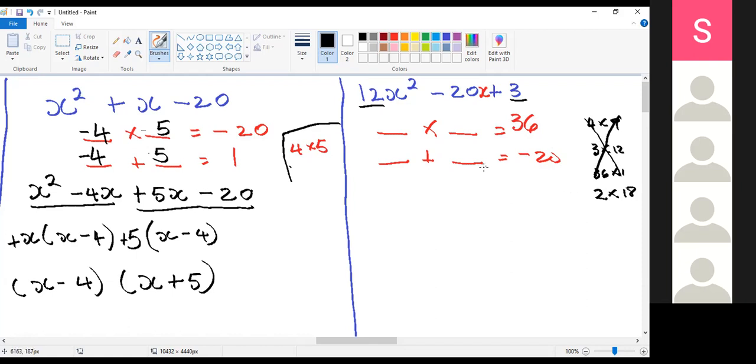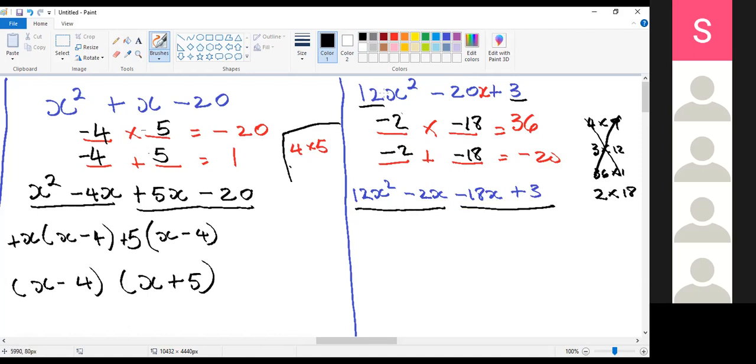Negative 2 and negative 18. Negative times negative is positive, so this is positive 36. And when you add negative 2 and negative 18, you get negative 20. Everybody seeing that? So we can go ahead now: 12x squared minus 2x minus 18x plus 3. And then we factor by pairs, this pair first, and then this pair next.